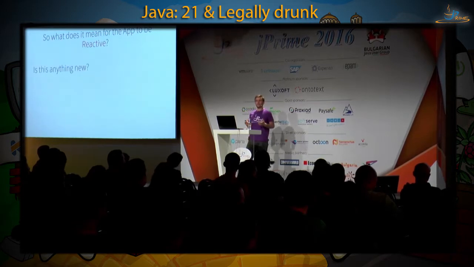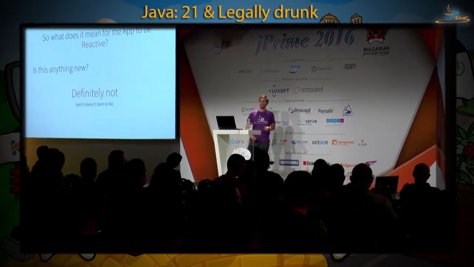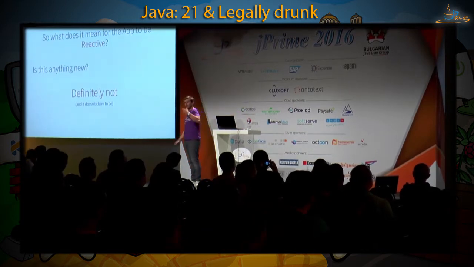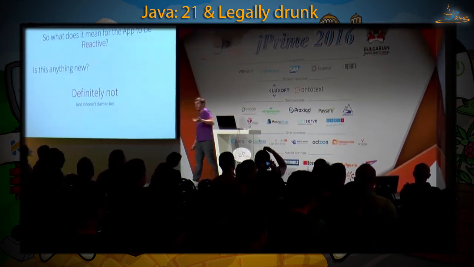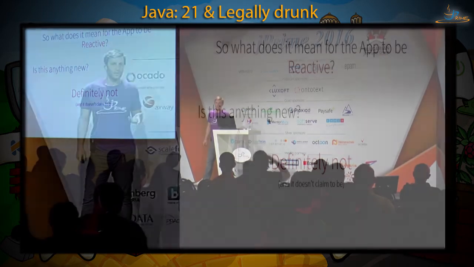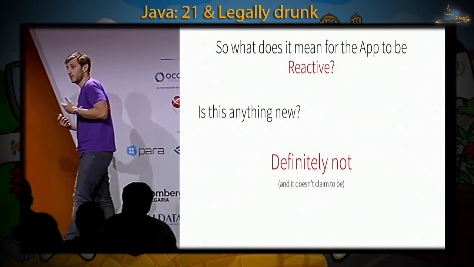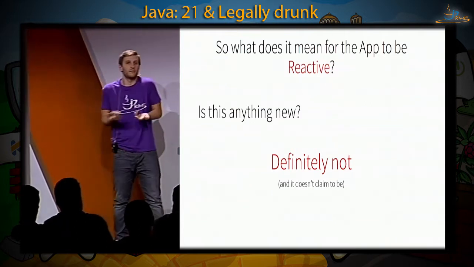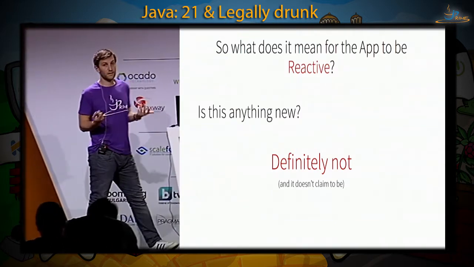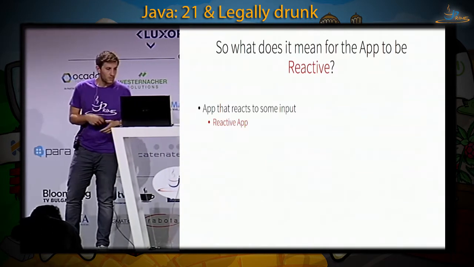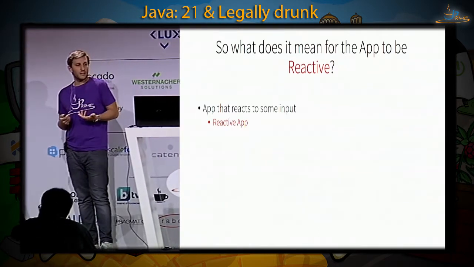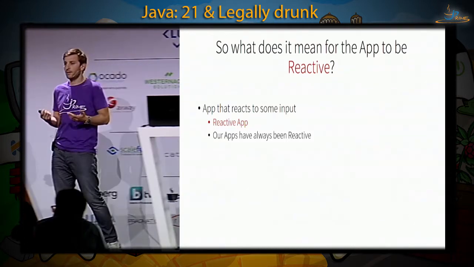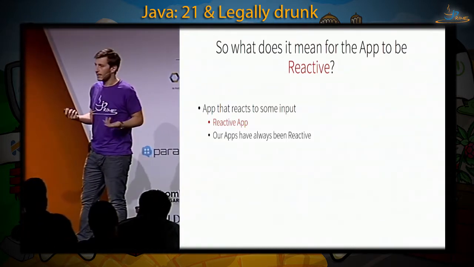First, is this anything new? No, definitely not, and it doesn't claim to be. Let's look at an example. Let's say we have an app that waits for an input of two integers, and then it reacts by multiplying those integers. Well, basically, that's a reactive app, right? I mean, just by definition of the word reactive, this app is reactive, right? So we can say that our apps have actually always been reactive. I mean, it's nothing new. Our apps have always reacted to something, right?